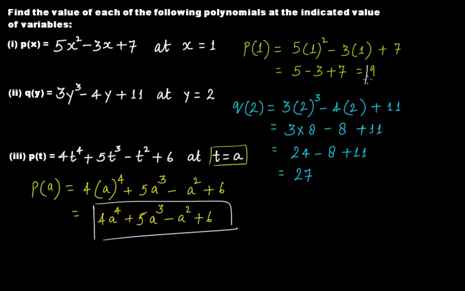In these two cases, the outcome is in the form of a number, but in this case it itself is a polynomial. And why? Because you are putting another variable at the place of t.